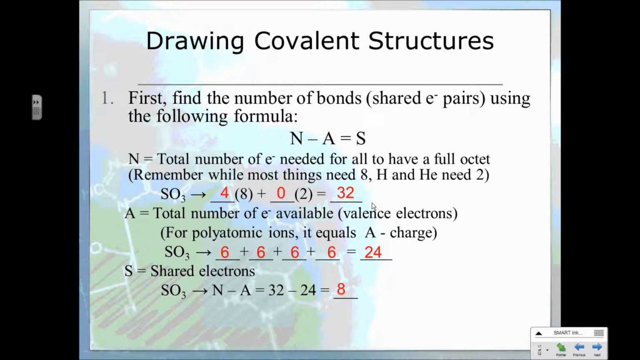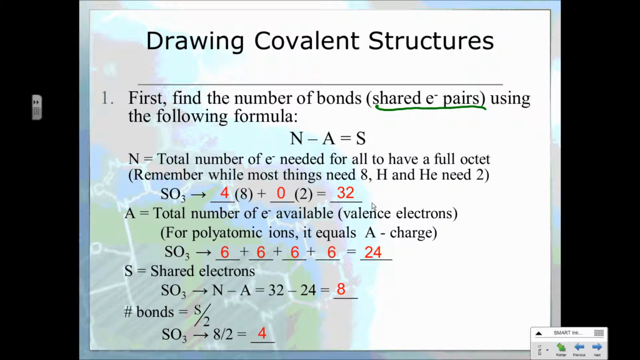full octet. Well, a bond is a pair of electrons being shared. Remember, we talked about that up here. A shared electron pair is a bond. So every 2 electrons that have to be shared would be 1 bond. So all we really have to do to get the number of bonds is take our number of shared electrons and divide by 2. So in the case of SO3, 8 divided by 2 would be 4. So SO3 has to have 4 bonds.